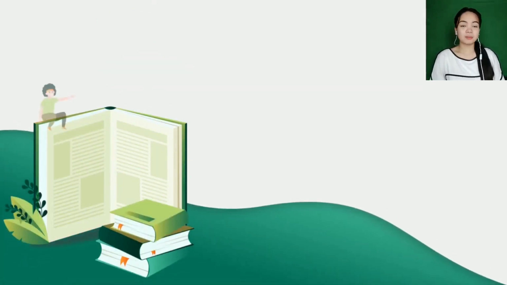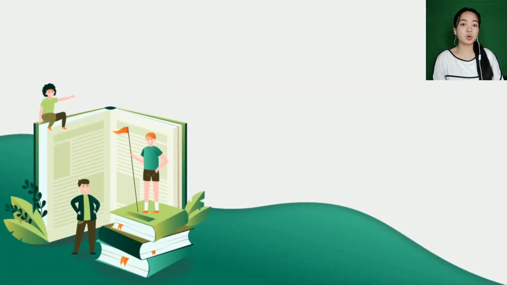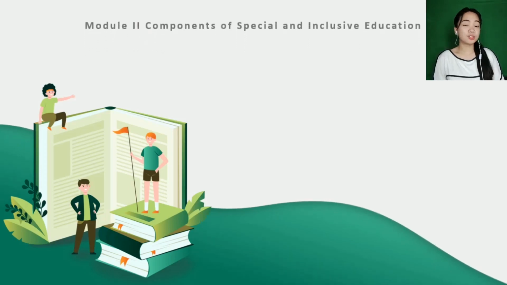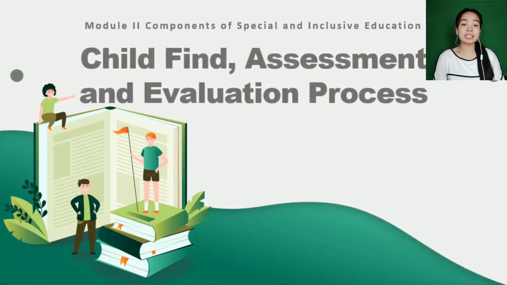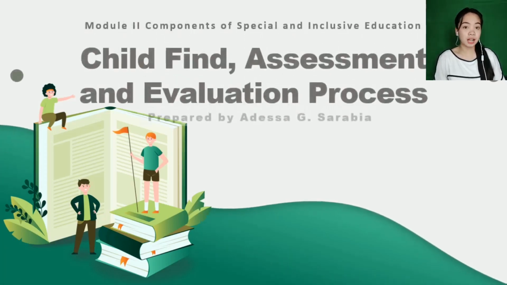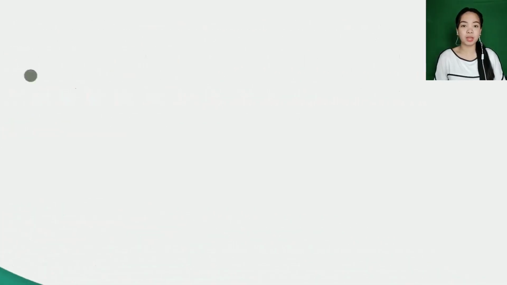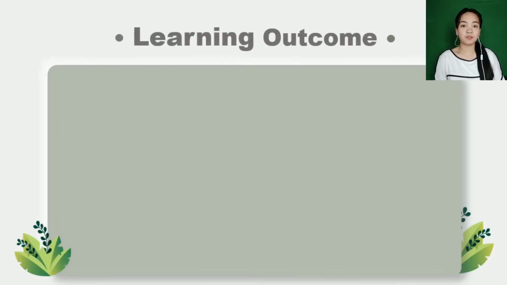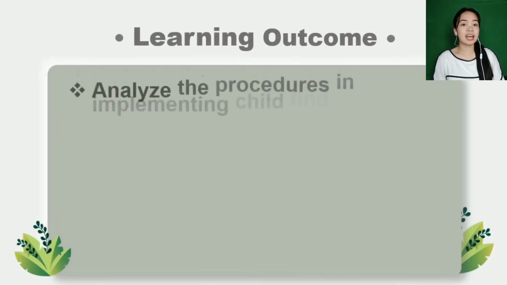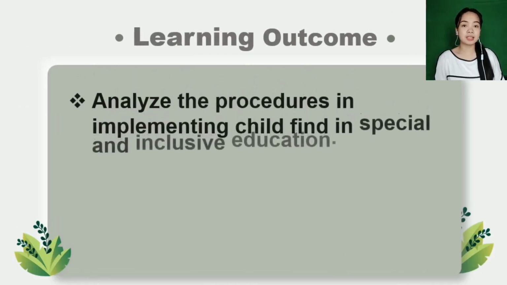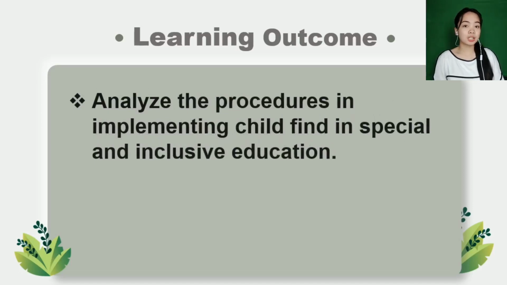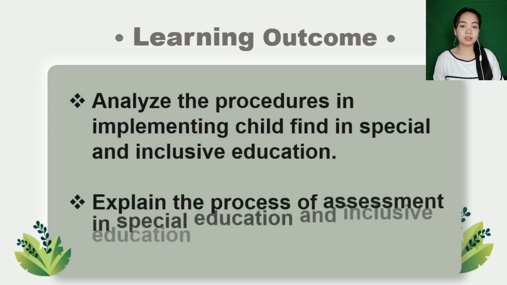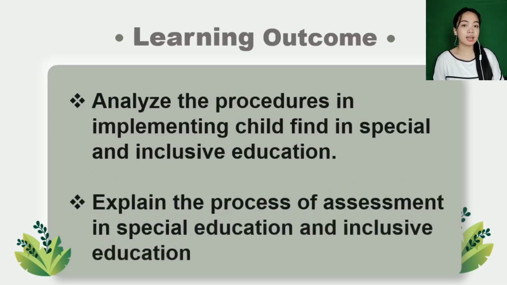In this video, I am going to discuss the Module 2 components of special and inclusive education, specifically Lesson 1 that is all about the child find, assessment, and evaluation process. Guided by these desired learning outcomes for this lesson: first, analyze the procedures in implementing child find in special and inclusive education, and second, explain the process of assessment in special education and inclusive education.